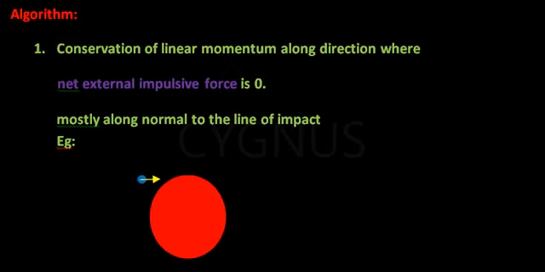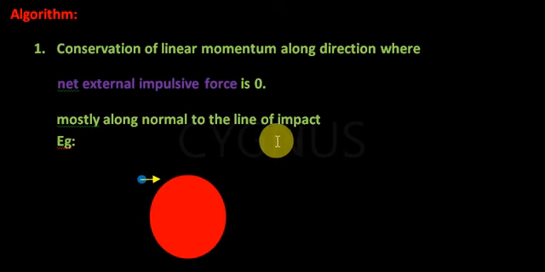The first step of this algorithm is the conservation of linear momentum. Now, this has to be done along a direction where the net external impulsive force is 0. Mostly it happens that for spherical objects, this direction along which the net external impulsive force is 0 is along the line normal to the line of impact.